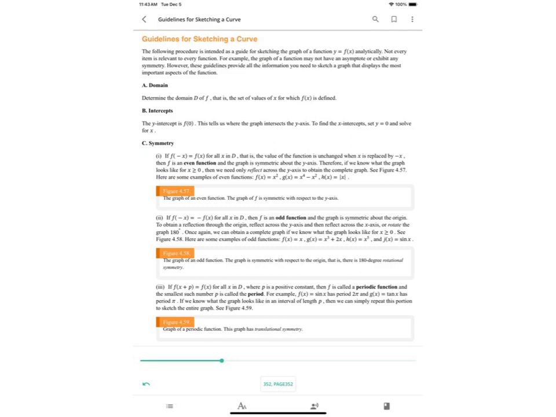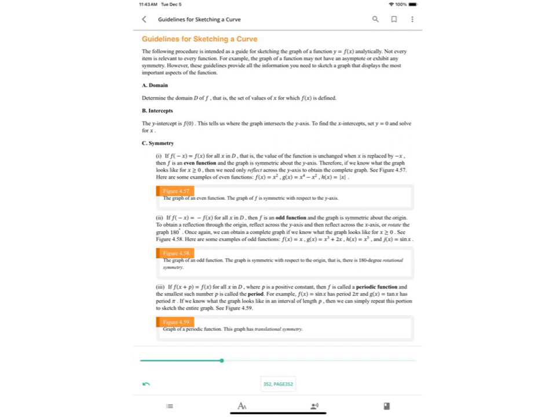Then you're going to go from there to intercepts. It's really handy to find your y-intercepts. How do you find a y-intercept? Plug in 0. Substitute 0 for x, and that places you automatically on the y-axis. If you want to find a y-intercept, you put in 0 for x and go from there.